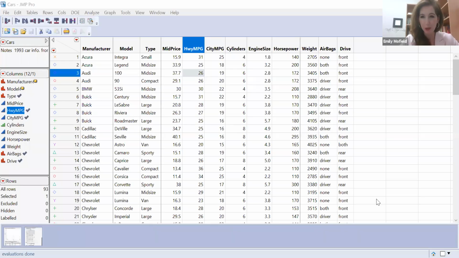Okay, hi everyone. We're going to learn how to do a chi-square test of independence. This is when we're looking to see if there is an association or relationship between two nominal variables. So I'm going to be looking at how many cars are in each category of drive and how many cars are in each category of airbags, and is there an association between cars with different types of airbags and cars with different types of drive?